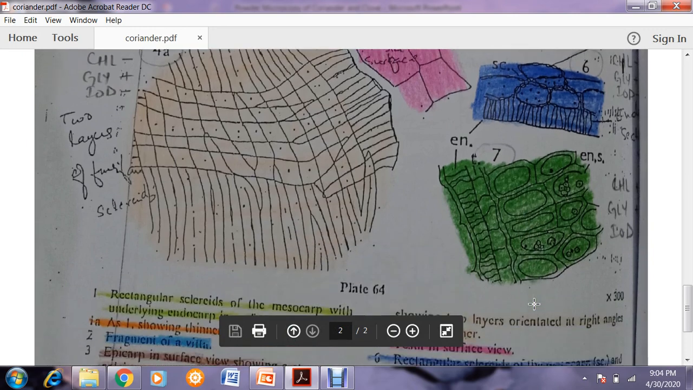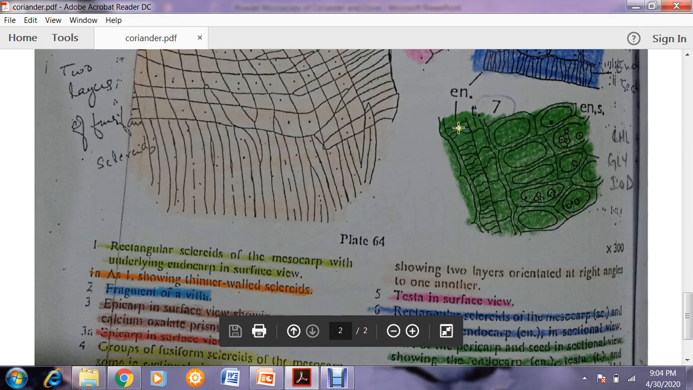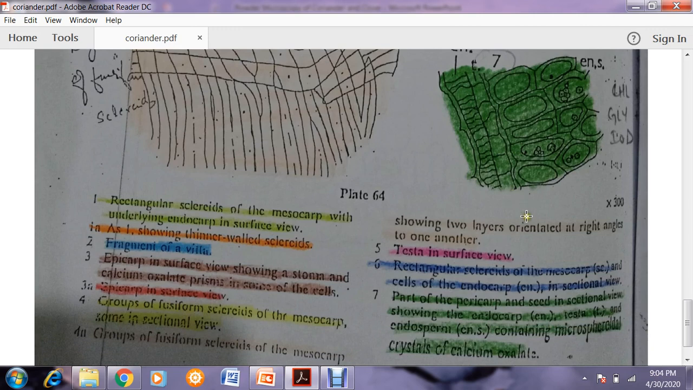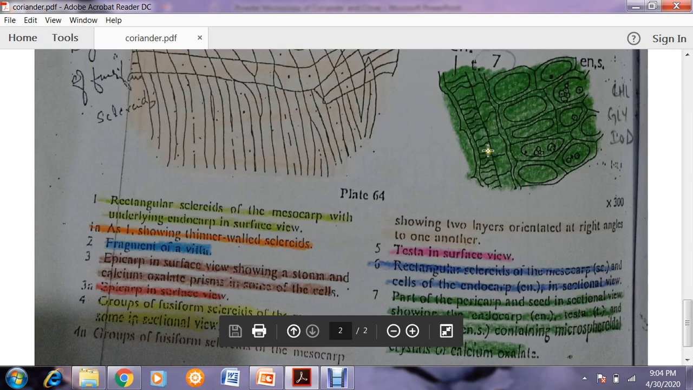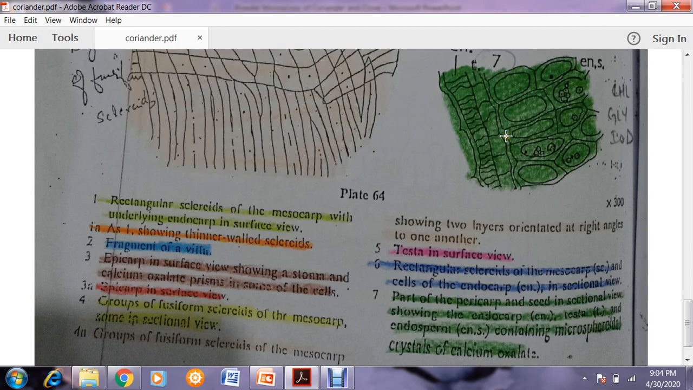Now number 7. What is this layer? Pericarp of the seed in sectional view, showing the endocarp. This is the endocarp. This is the testa, the second layer. And the last one is the endosperm. So endocarp layer, testa layer, and endosperm. And again you can see the endosperm contains crystals of calcium oxalate.